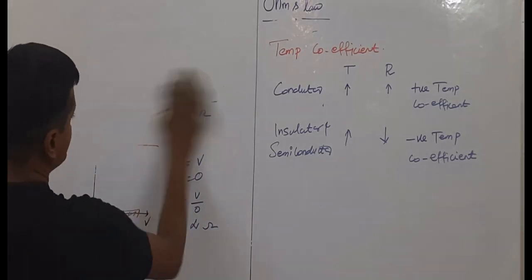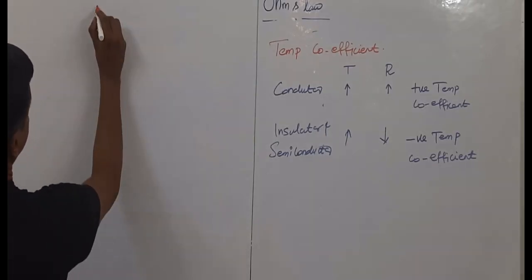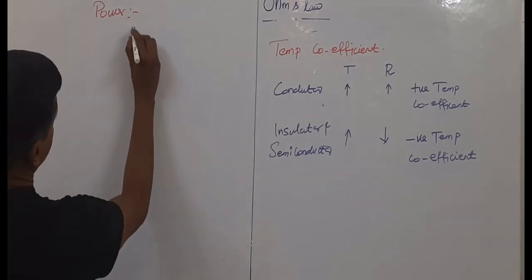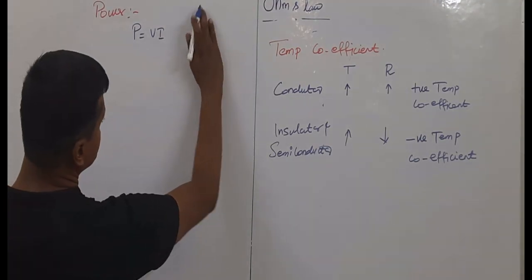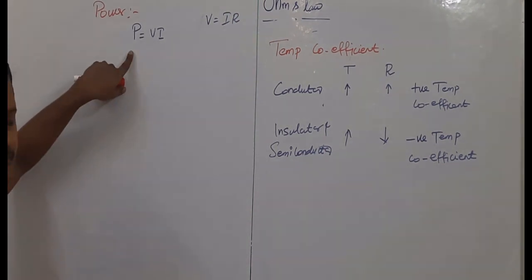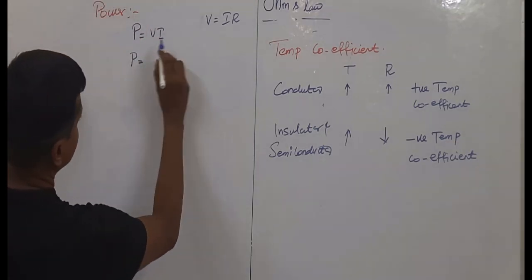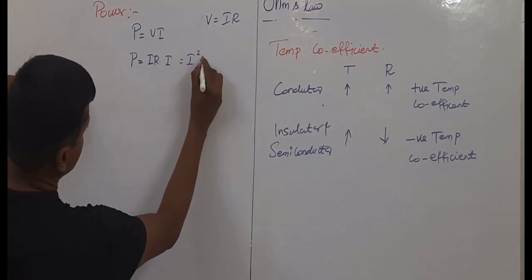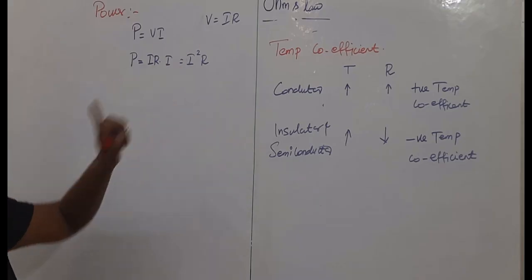Power and energy across the resistor. Power, P, is equal to V into I. We know Ohm's law, V equals I into R. So this is the first base equation for P. For another equation, V equals IR, so P equals IR into I, that is I squared R. For V I am substituting IR.